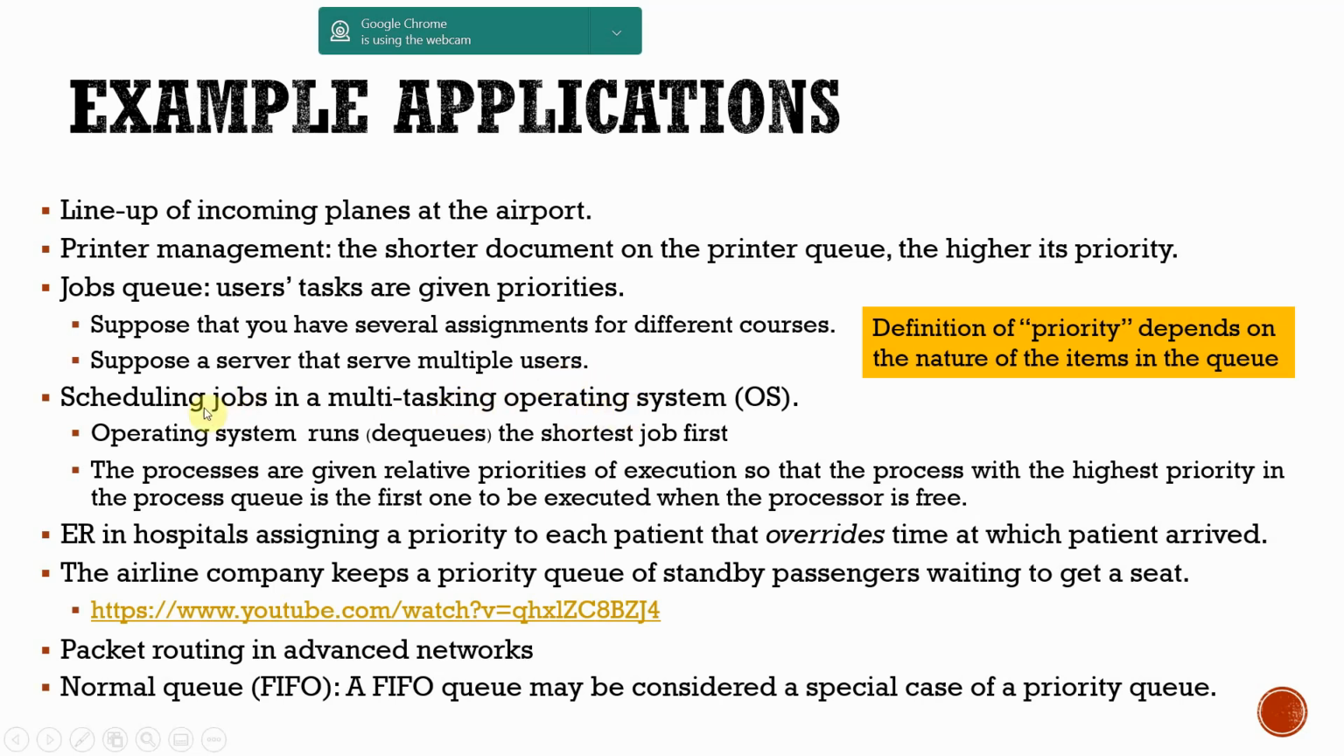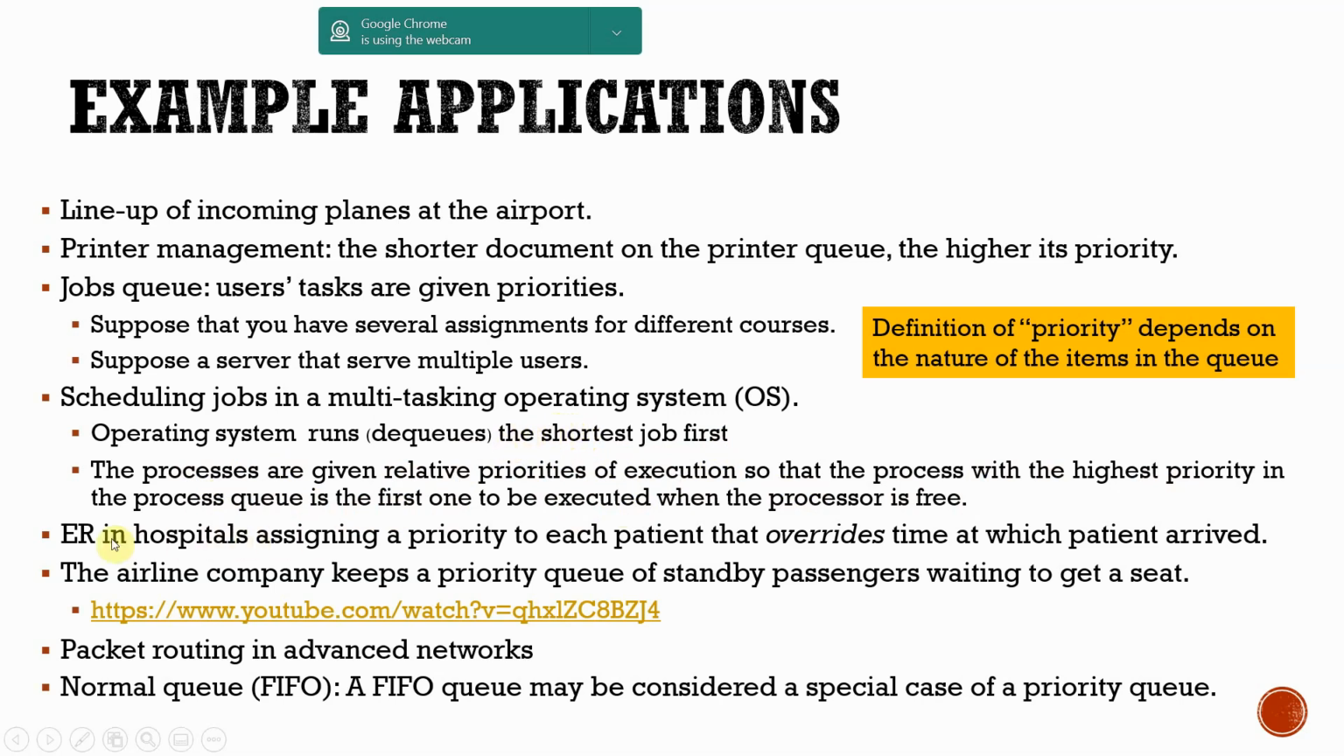In operating systems, multitasking is needed. There are several tasks, several processes that have to be processed. So the operating system runs or dequeues the shortest job. It might do the shortest job first, right? So that's one of the ways that operating systems give priorities to certain processes. The processes are given relative priority of execution, so that the process with the highest priority in the process queue is the first one to be executed when the processor is free.